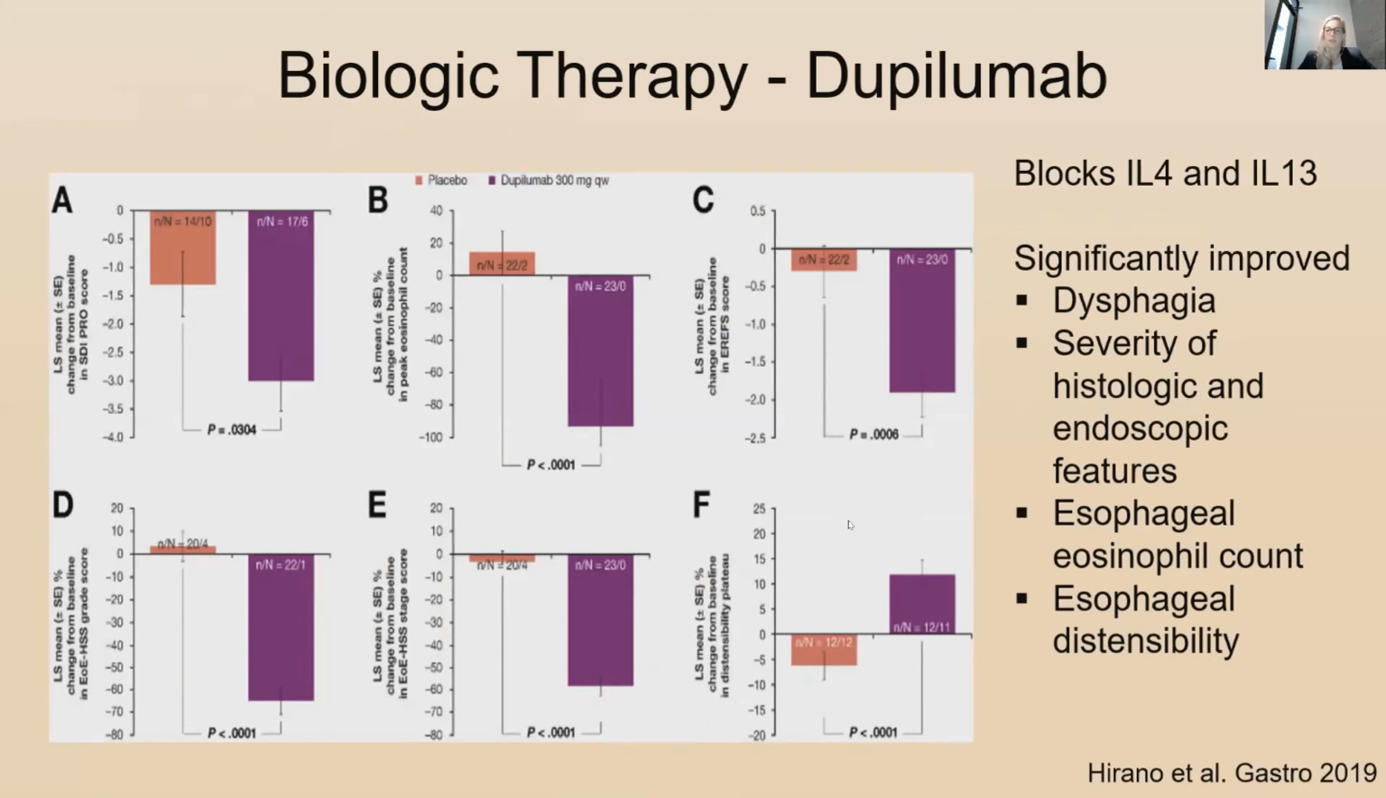So dupilumab, this blocks, as I mentioned, both IL-4 and 13. And whereas previous data for biologics have shown improvement really only in histology, dupilumab showed a significant improvement in dysphagia and also severity of histologic and endoscopic features, esophageal eosinophilia, and the distensibility as evaluated by EndoFLIP.